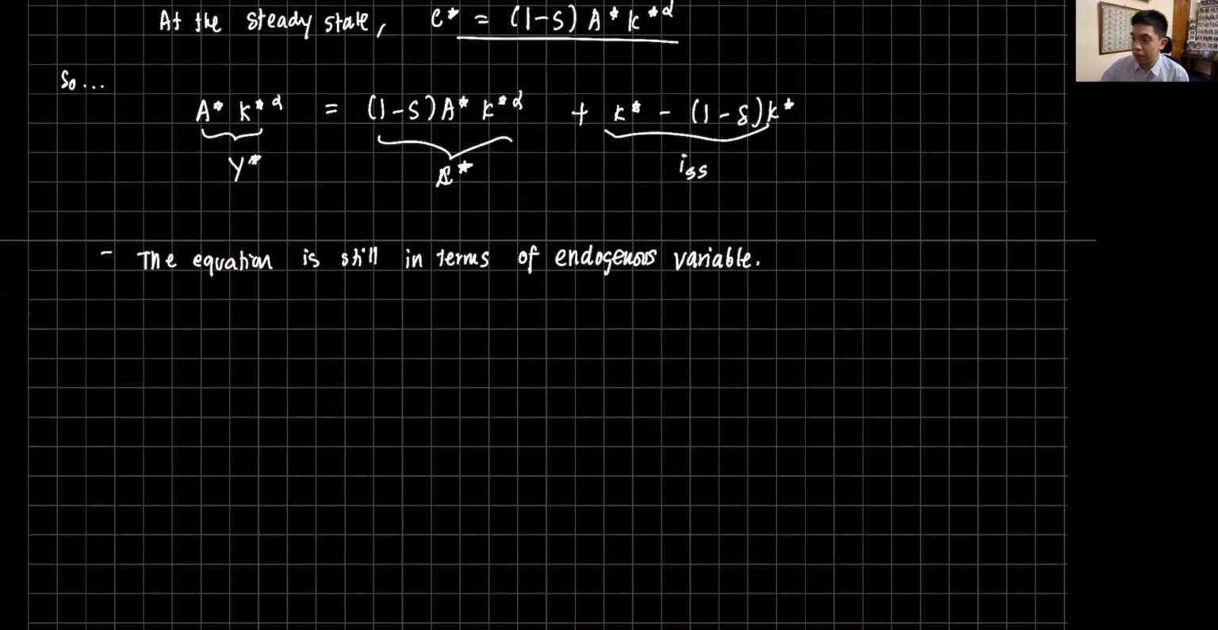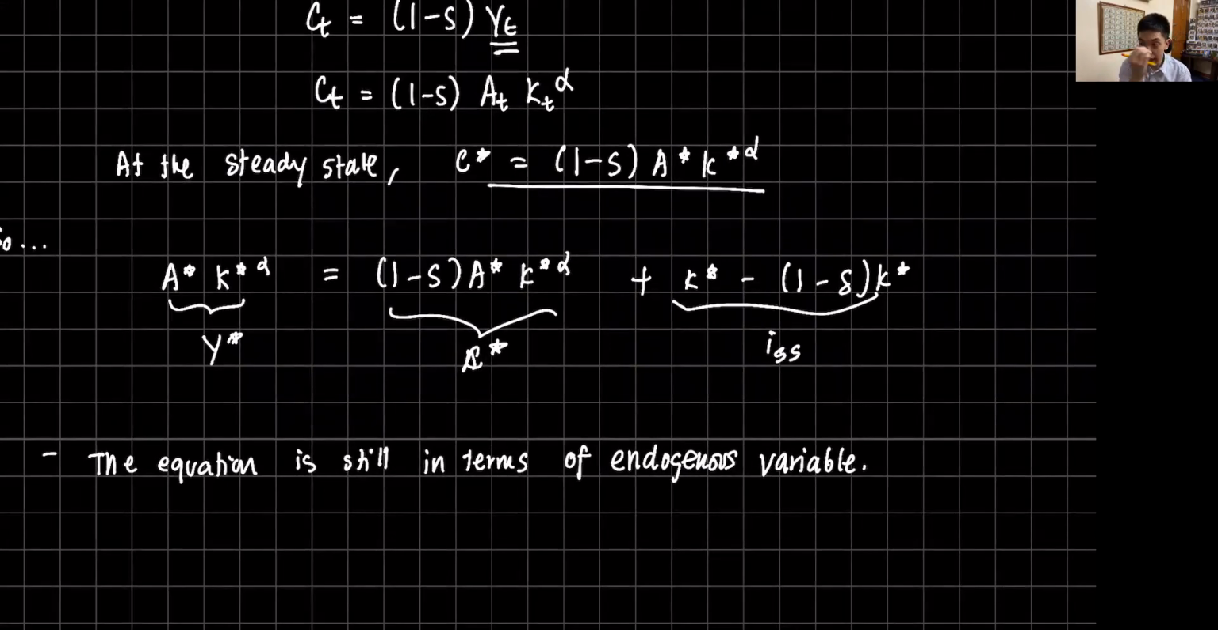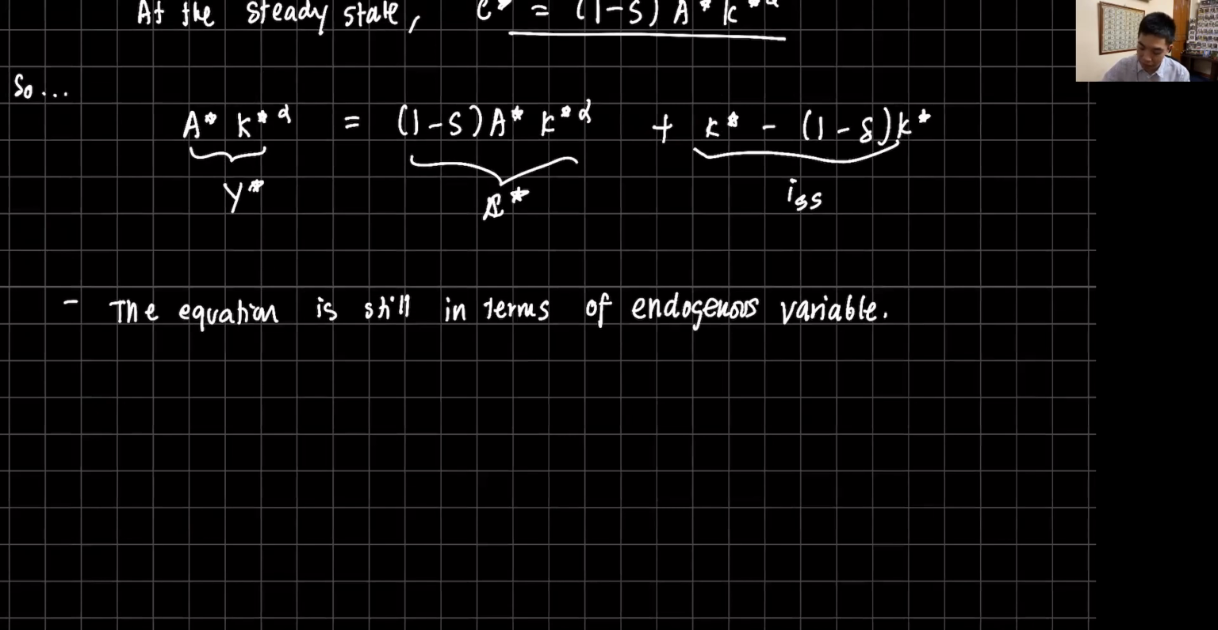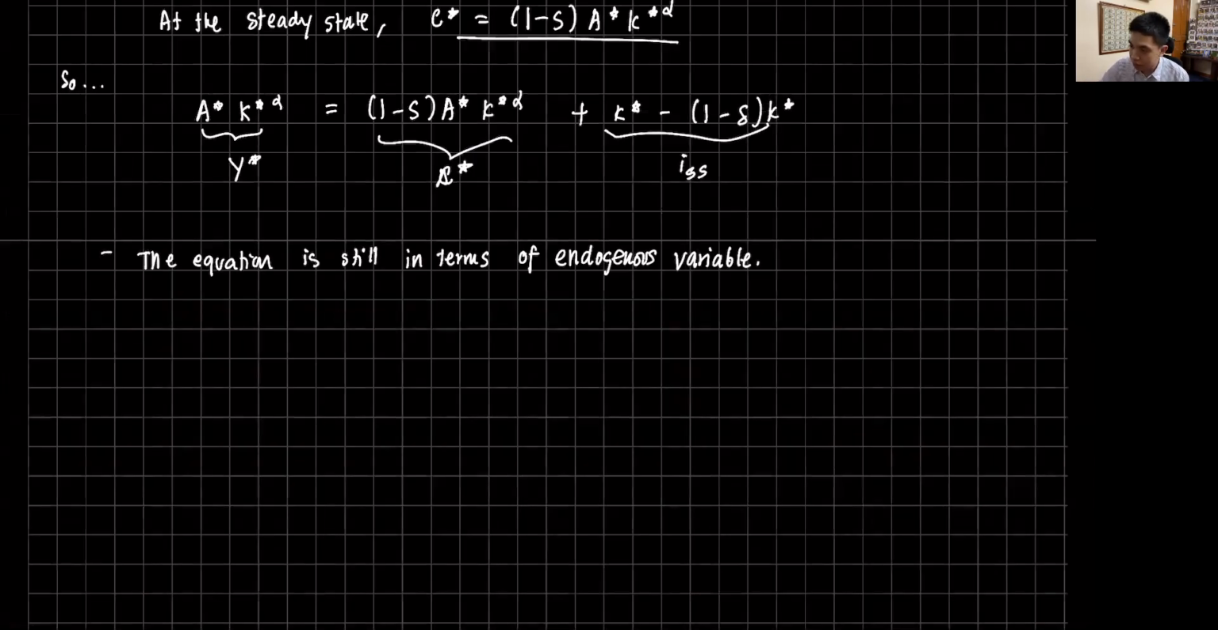So let's try to observe these things again. Notice that the only endogenous variable you have is K star, right? That's still endogenous in this particular equation. So if we're solving for steady state capital, we could have a solution for this K star in terms of the other parameters. These other parameters are your A, your alpha, your delta, and your S. So it's simple and straightforward to solve for that. We just need to manipulate this equation.